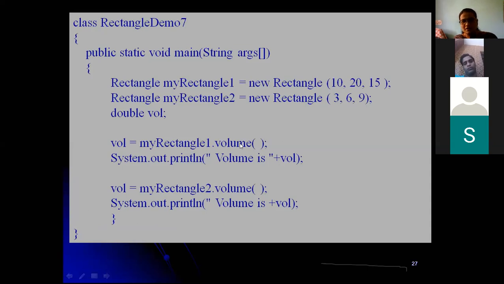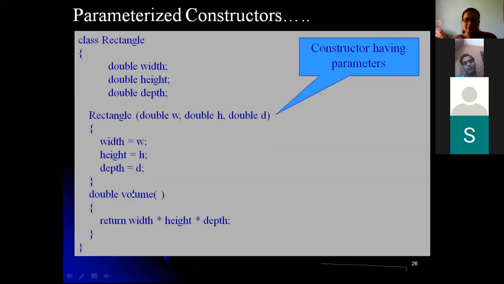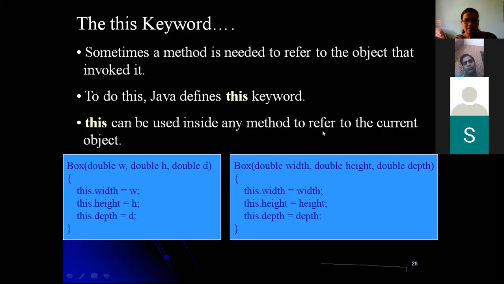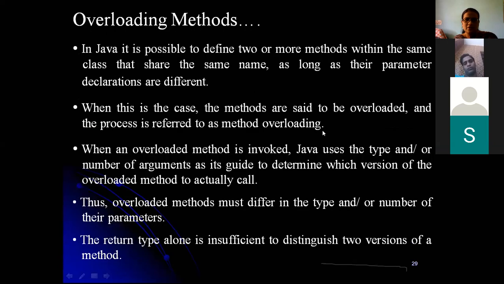Here volume is returning a double data type, so we assign it to a variable, and finally we print it. These two statements can be written in a single statement also, which I explained in the previous slide. And the this keyword I'll explain in the next classes. Next is overloading methods. In C++ we discussed overloading methods, I mean function overloading. It is the same in Java.